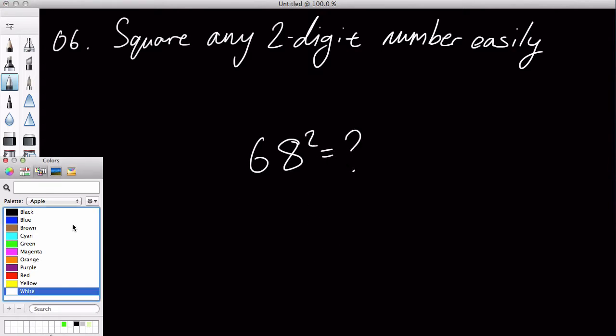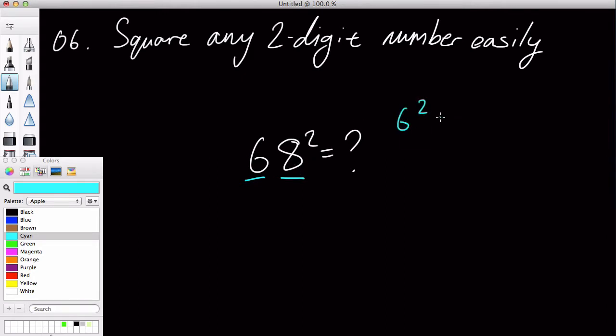Okay, now let me get my cyan. Oh well, I'll call it cyan. The first thing we're going to be looking at is the two numbers, the tens digit and the ones digit. Now we are going to square each of them. So 6 squared equals 36 and 8 squared equals 64.